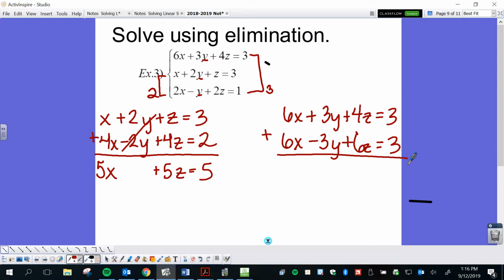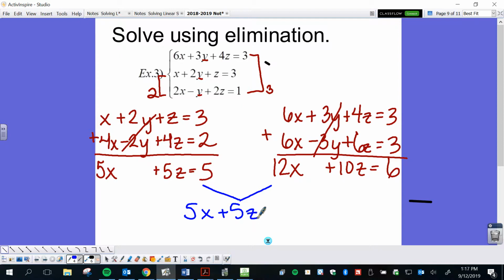Okay. Add those together, see what we're left with. 12x. Our y's cancel out. Plus 10z equals 3 plus 3 is 6. You kind of see what we set up here? Now we have 2 equations just in x and z. So what we do now is we bring those 2 together and we make a system out of those 2. So I have 5x plus 5z equals 5 and 12x plus 10z equals 6.